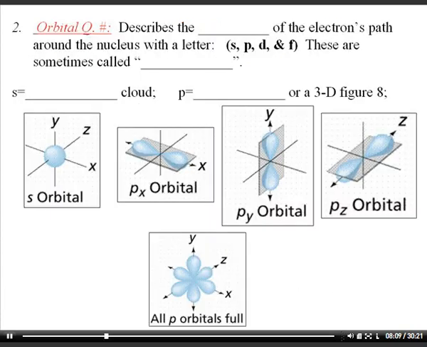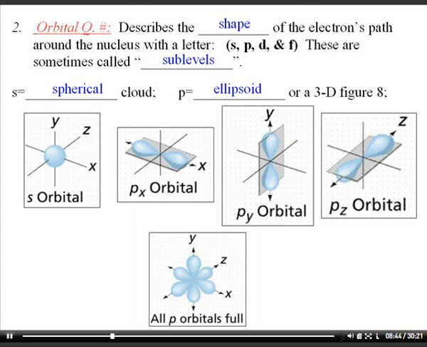The next quantum number is the orbital quantum number, and it describes the shape of the electron's path. So this is sometimes called a sublevel. So a sublevel is a shape. And the shapes are of 4 types: S, P, D, and F. On this page you see the S cloud, the S shape, or the S orbital. It's a sphere. The P cloud is called an ellipsoid. It kind of looks like a 3-dimensional figure 8. And later on we'll talk about the PX, the PY, and the PZ orbital. But for now, the orbital quantum number tells you the shape that the electron is traveling around the nucleus.